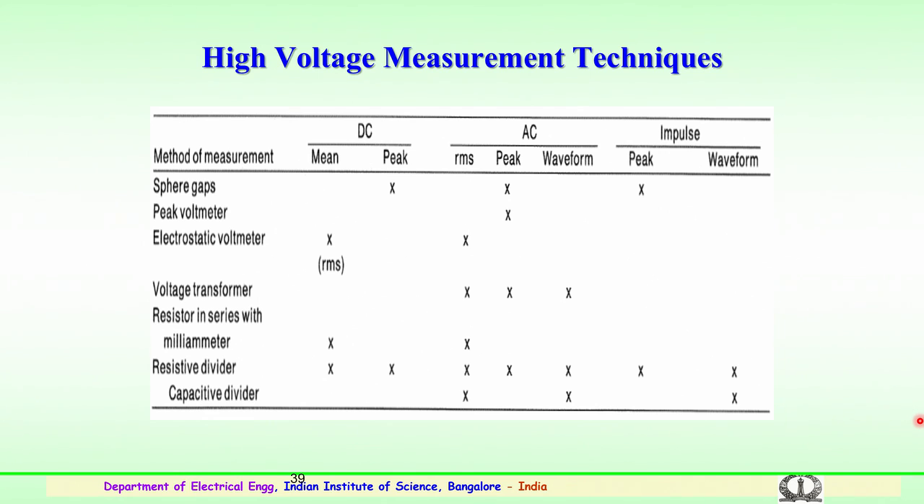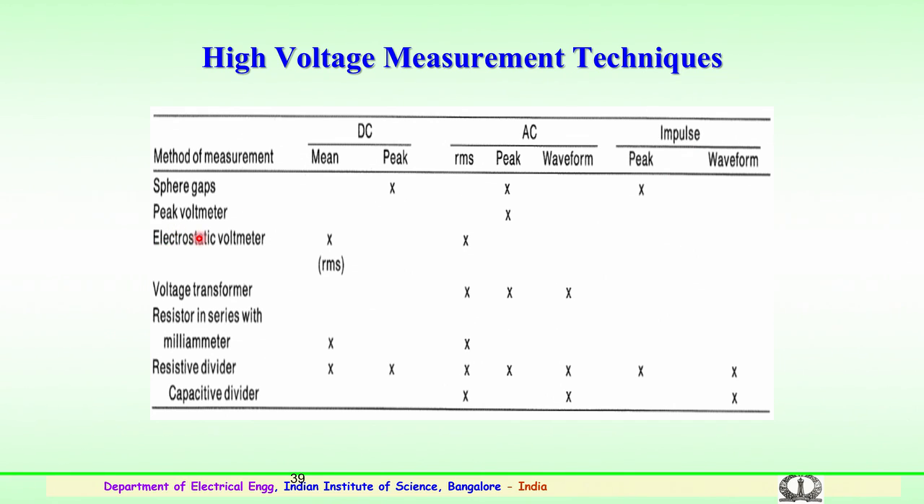So, various types of voltage measurement techniques are available. This table gives the information about the method of measurement, whether it is an average or mean value or a peak value. For DC, similarly, for AC it could be RMS or peak. In case of impulse, again it could be a peak or the actual waveform which could be obtained. Here you can see the spark gaps, when used for DC measurement, give the peak values. Similarly, for AC peak values, and for impulse peak values. So, spark gaps are used for measurement of peak values.